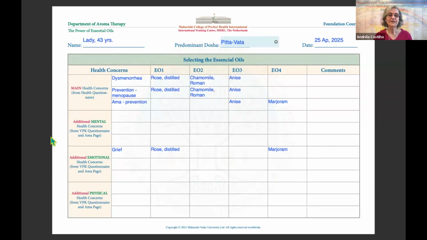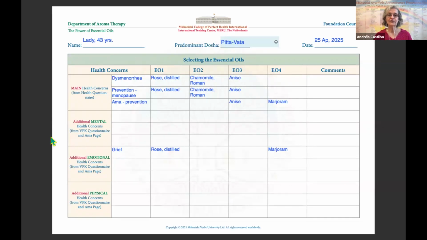And anise is an essential oil that can be used for reducing ama. And it also helps with dysmenorrhea. It can also help alleviate menopausal symptoms or work as prevention against them. And marjoram is an essential oil that helps to reduce ama, and it can also be beneficial when someone is going through a grieving process.